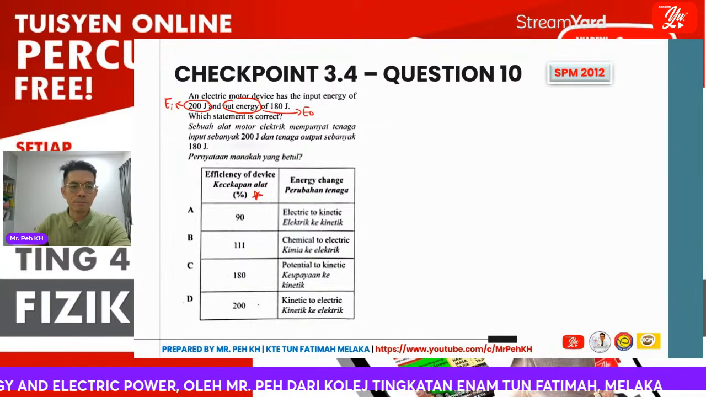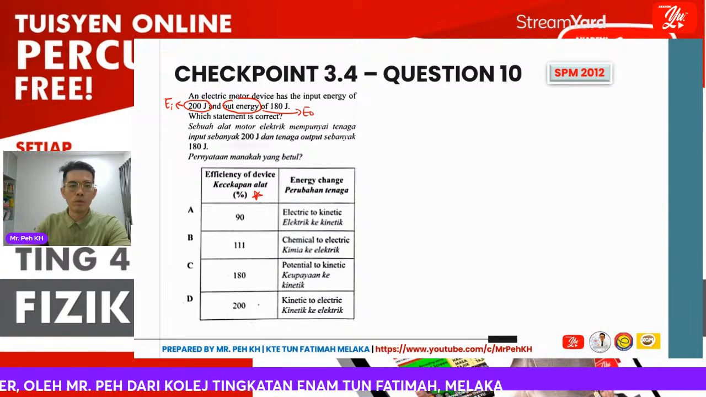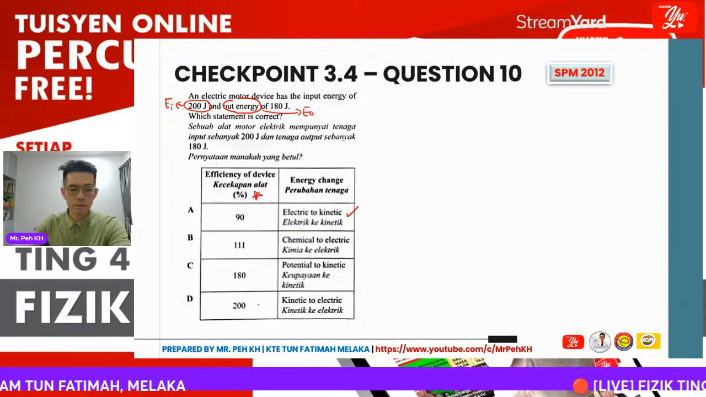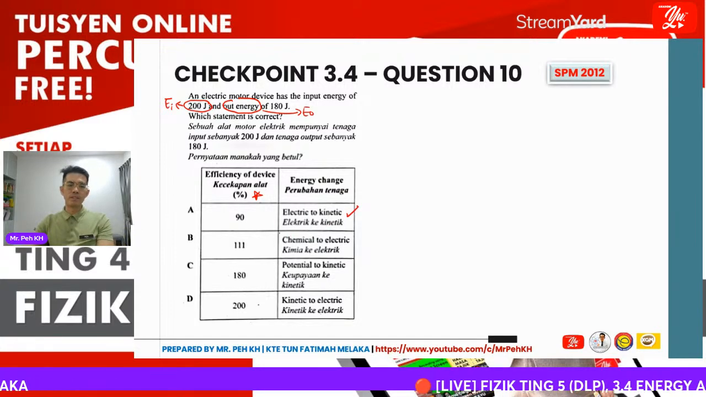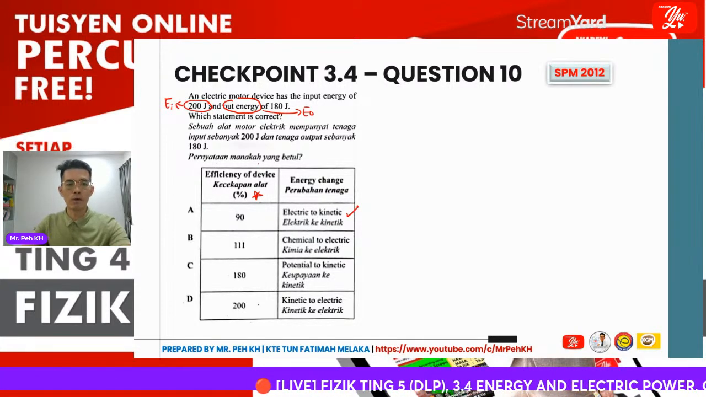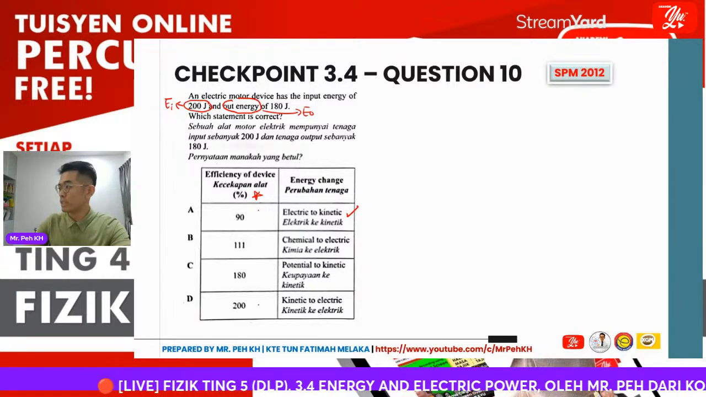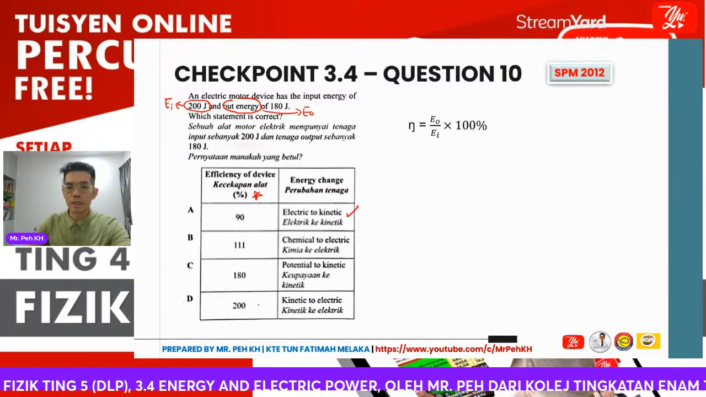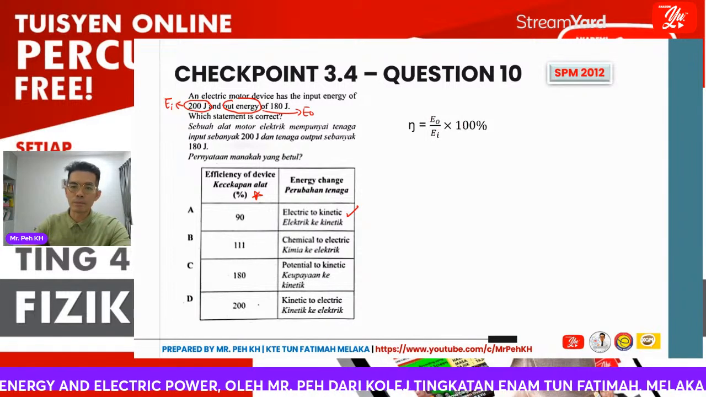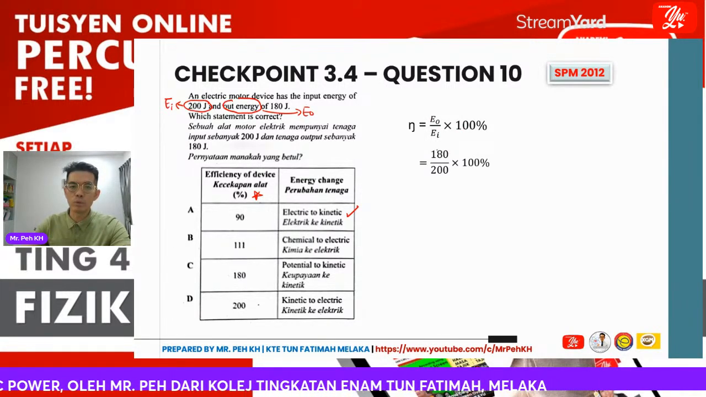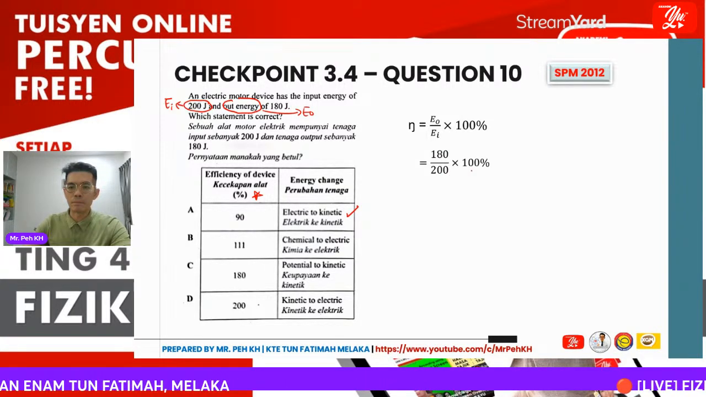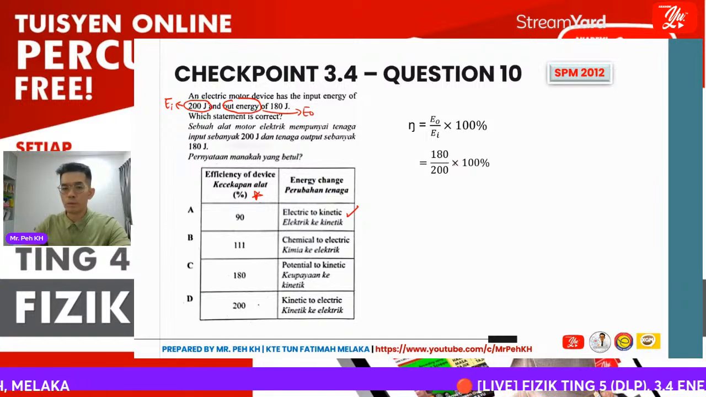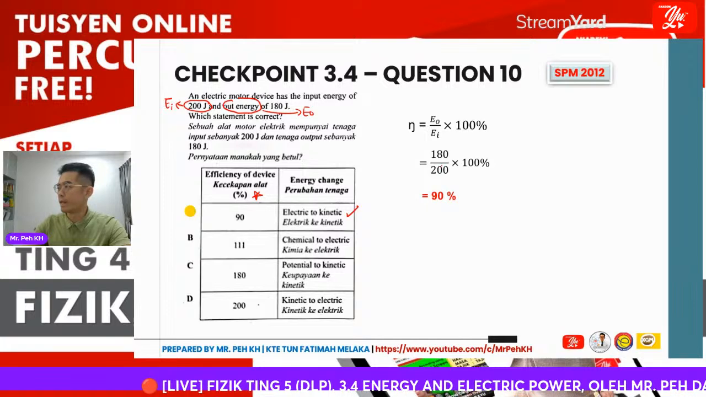Okay, so here this is the electric motor. The motor will change electric energy to kinetic energy. Electric to kinetic. Actually, it's very clear, the answer should be A. However, we need to double confirm by using the formula we learned just now. E naught over EI times 100. So we substitute the value we discussed just now: 180 over 200 times 100%. You will get 90. So we have confirmed that the answer here will be A.